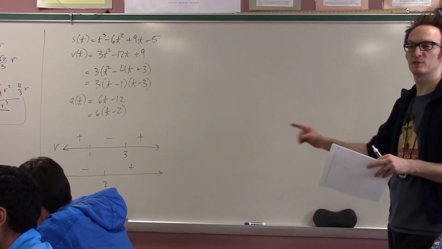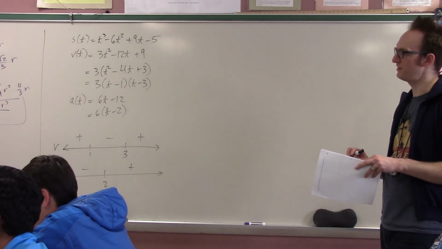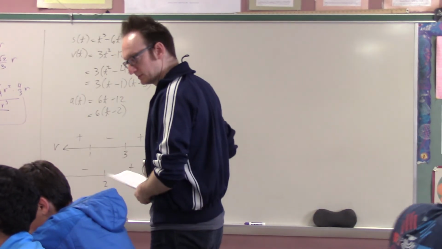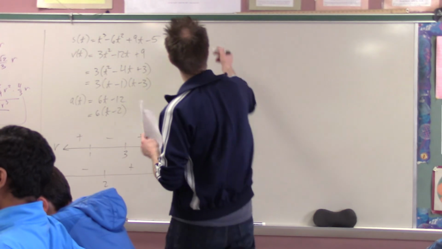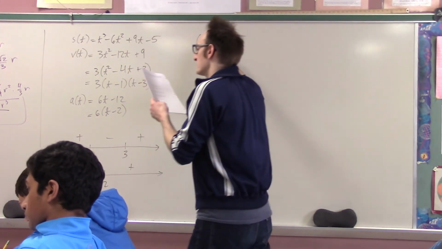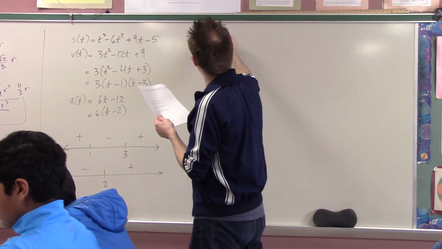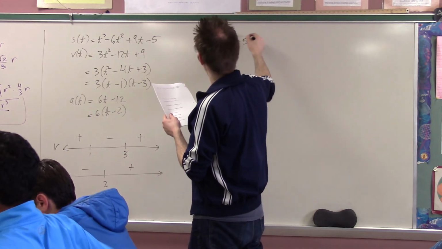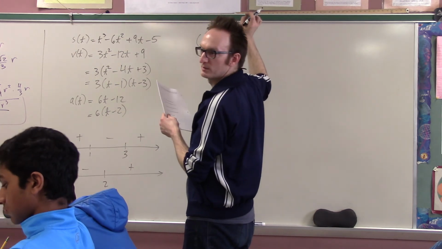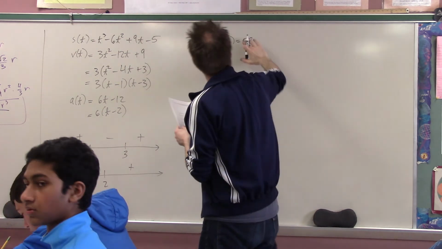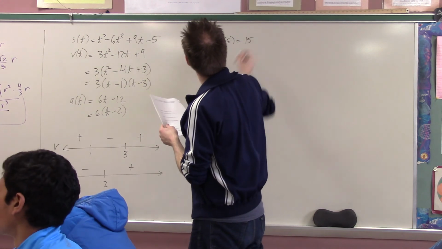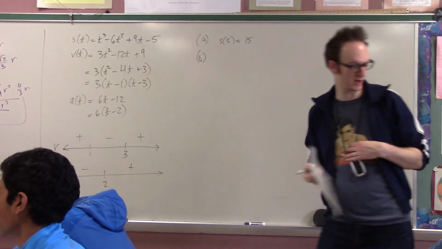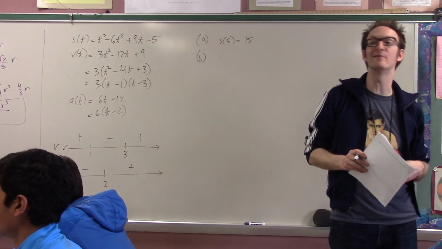Is that what you guys got for the velocity and acceleration? Okay, cool. Alright, so can we just do this whole thing real fast before the bell rings? What is the position of the particle at time 5? 15. You just plug in 5 and you get 15. Alright, good.